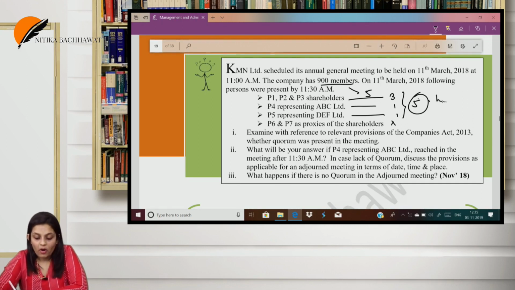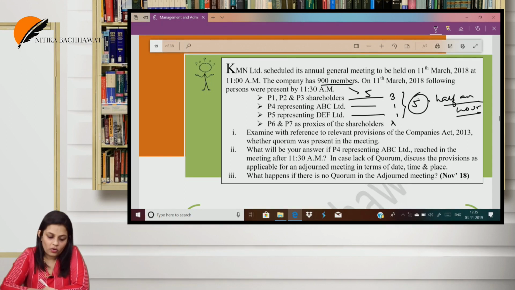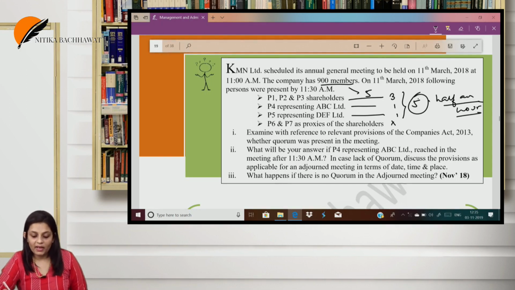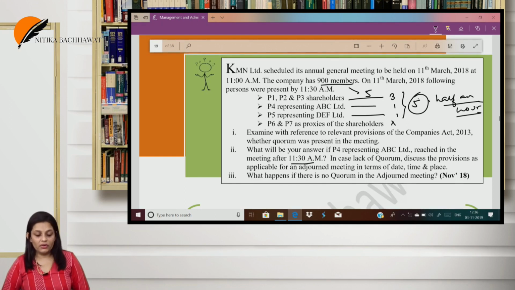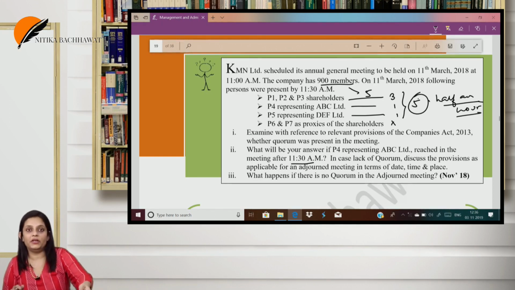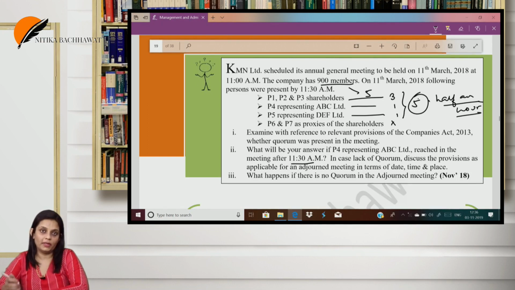See, we wait for half an hour. We wait for half an hour for the quorum. If the meeting was called at 11, half an hour is 11:30. If by 11:30 quorum is not present, the meeting shall stand adjourned to the next week, same day, same time.